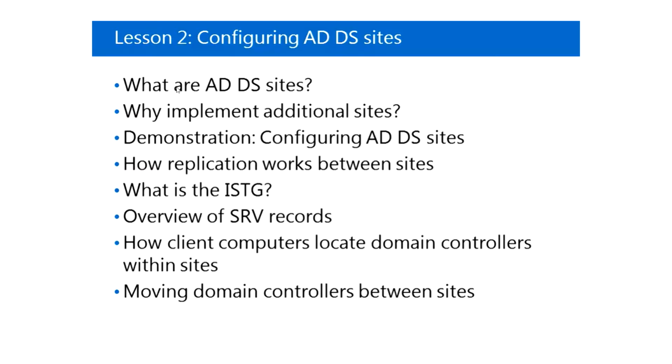So in this lesson, we'll see some of the following topics. What are ADDS sites? Why do we need to implement additional sites? How does replication work between different sites? What is the ISTG? An overview of SRV records, how client computers locate the domain controller within the sites, and moving the domain controller between sites.